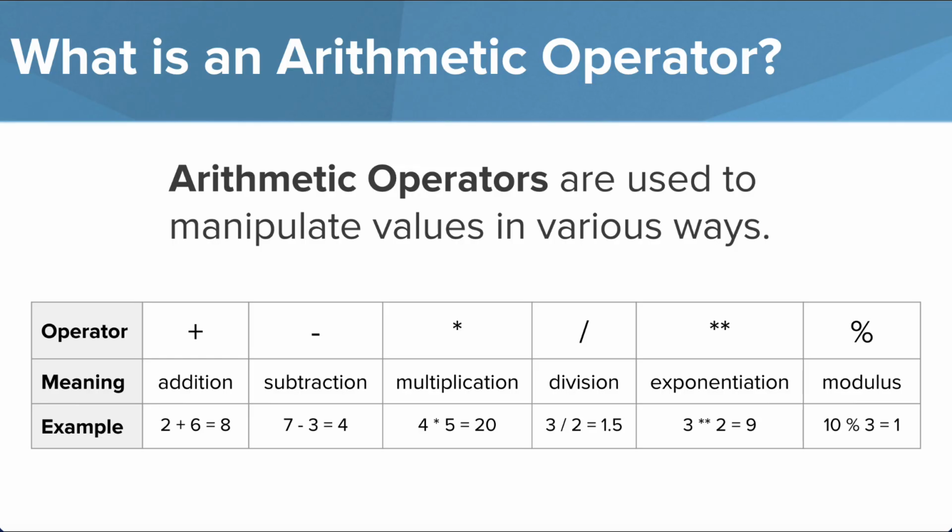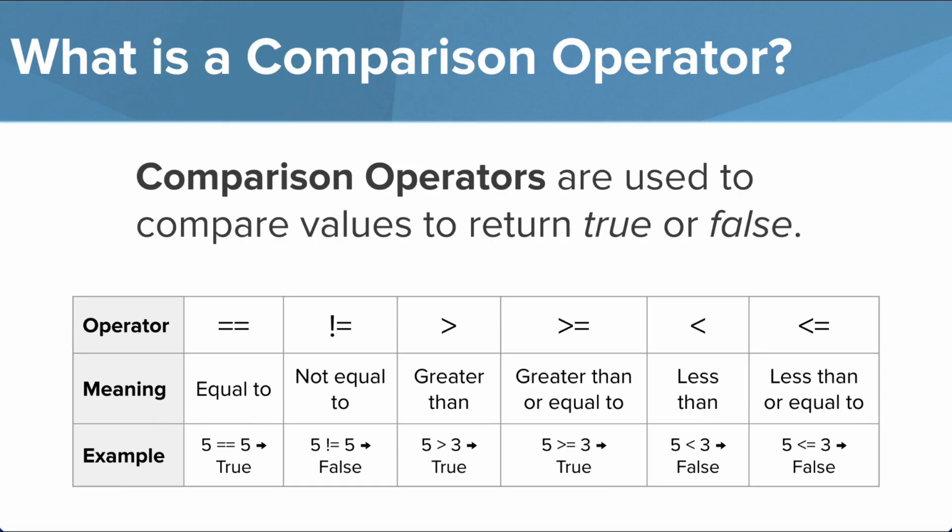This operator divides two numbers and gives the remainder of the division. So in this case, 10 goes into 3 three times with 1 left over, so the outcome of 10 modulus 3 is 1. Comparison operators are used to compare values and result in either true or false.